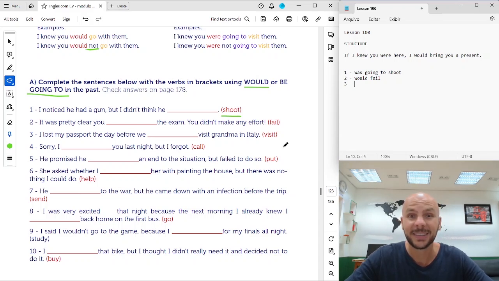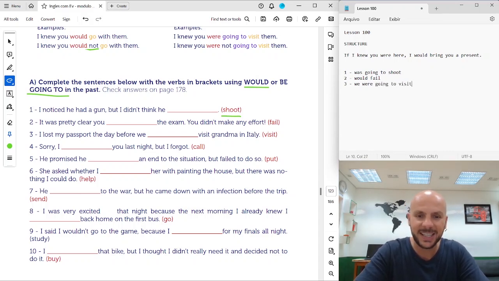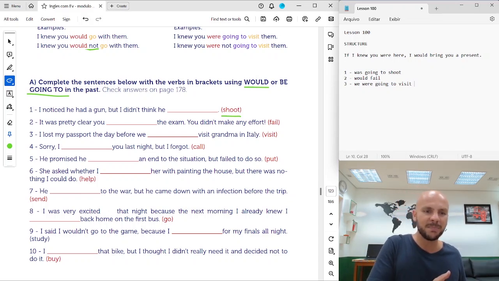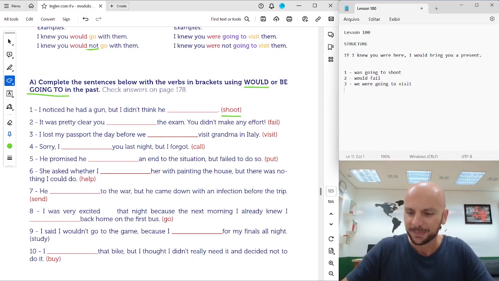3. I lost my passport the day before we were going to visit grandma in Italy, okay? Because we planned to visit her. So I lost my passport the day before we were going to visit grandma.